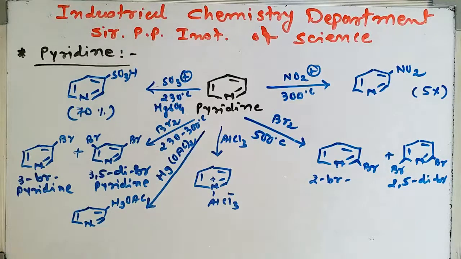HgOAC, mercury. An acetyl compound is produced. So these are very important chemical properties of pyridine.